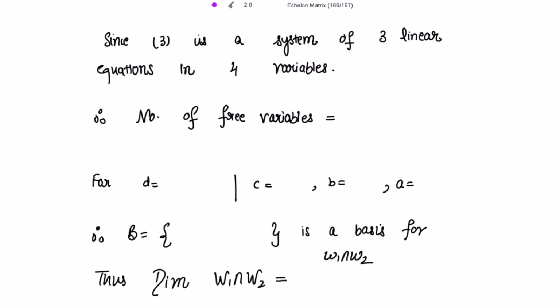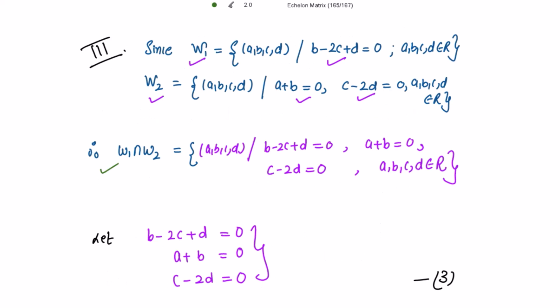So we need to choose only one free variable, right? Since this is a system of 3 linear equations in 4 variables, the number of free variables is equal to the number of variables minus the number of equations. So that is equal to 1. So choose that variable to be the free variable whose coefficient is not equal to 1. So I'm choosing D. Whenever you have only one free variable, always give it the value 1. Right? Okay.